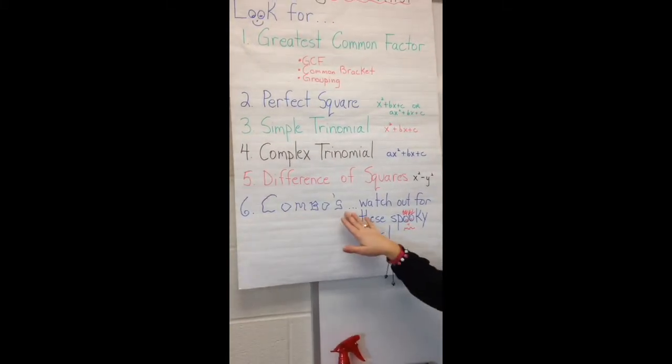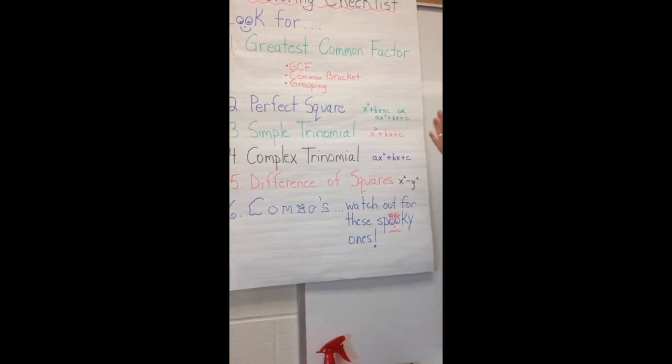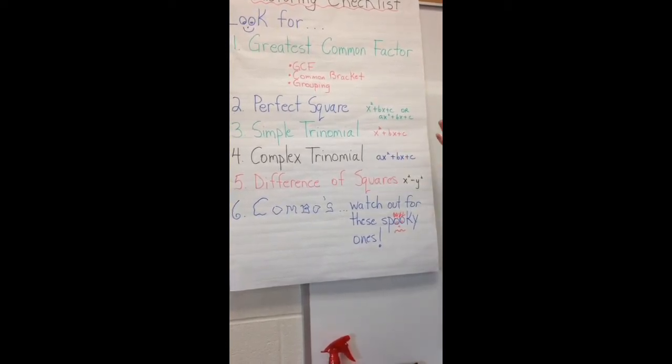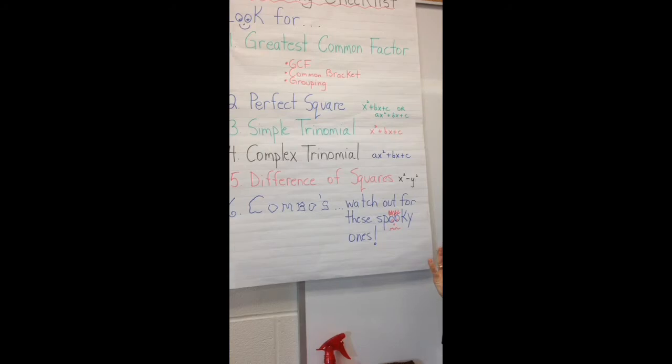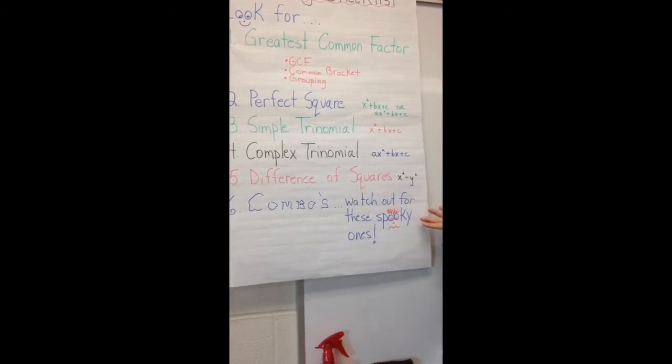And then watch out for the combos. I could mix up a greatest common factor with a simple trinomial or a greatest common factor in a perfect square. I can mix any 2, and you've got to be careful for those.